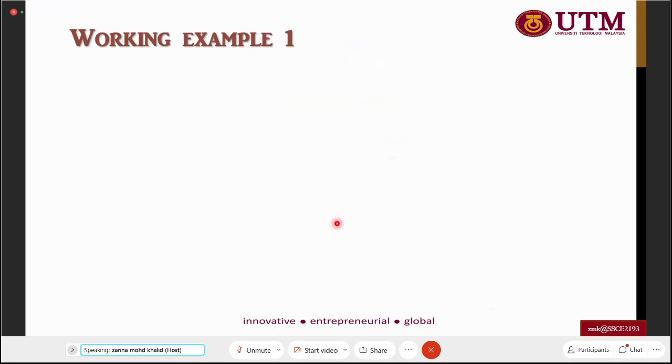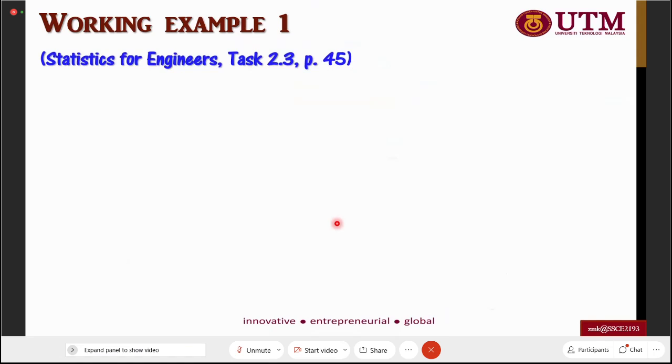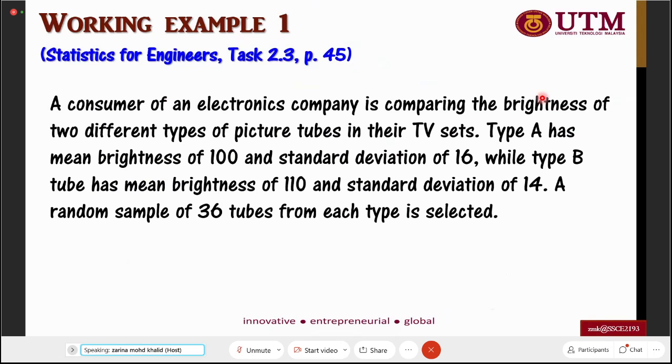Okay, so let's look at one task question from page 45. So we have this question here.